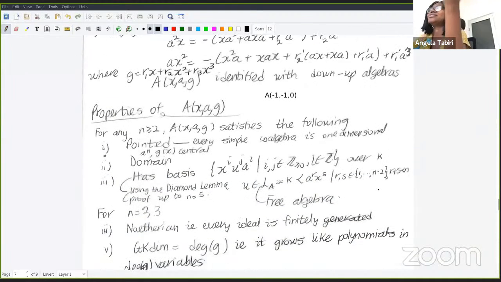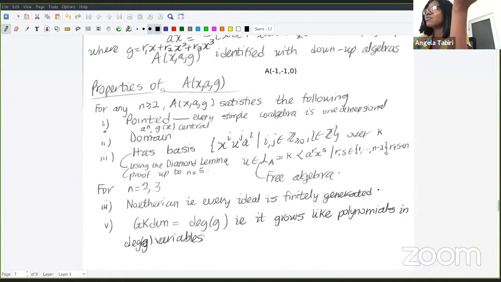Okay, so these are Hopf algebras, but what are some of their properties? They are pointed. What does it mean? They are pointed because every simple subcoalgebra is one-dimensional, and you get this from the fact that our Hopf algebra is generated by an invertible group-like and a skew primitive element. We haven't shown this entirely, so I won't talk about that.